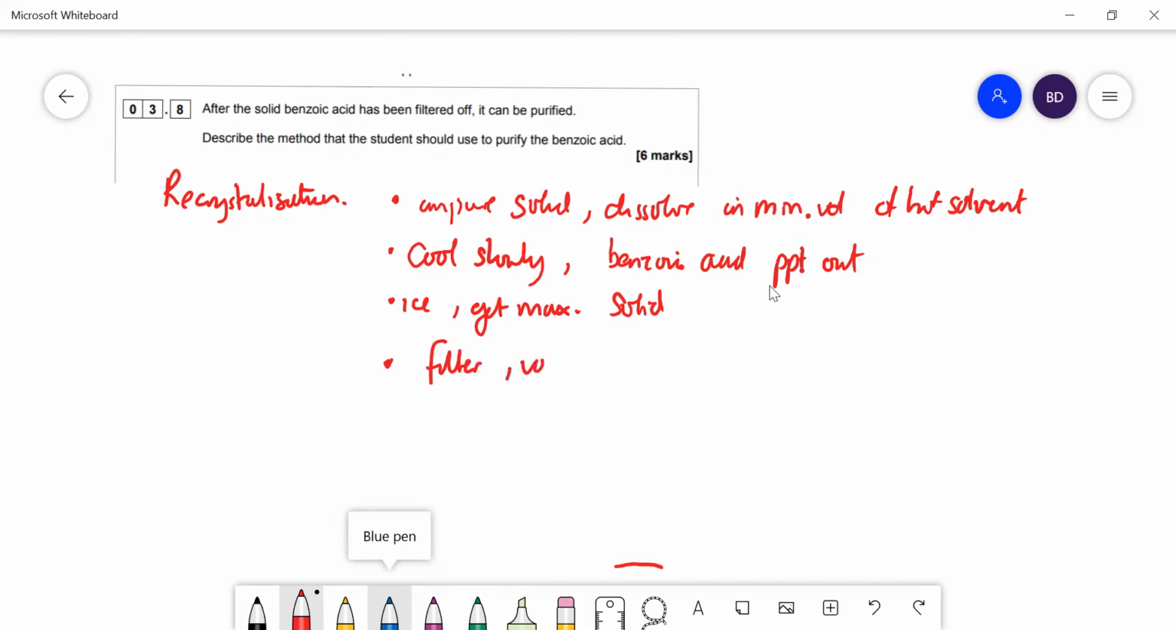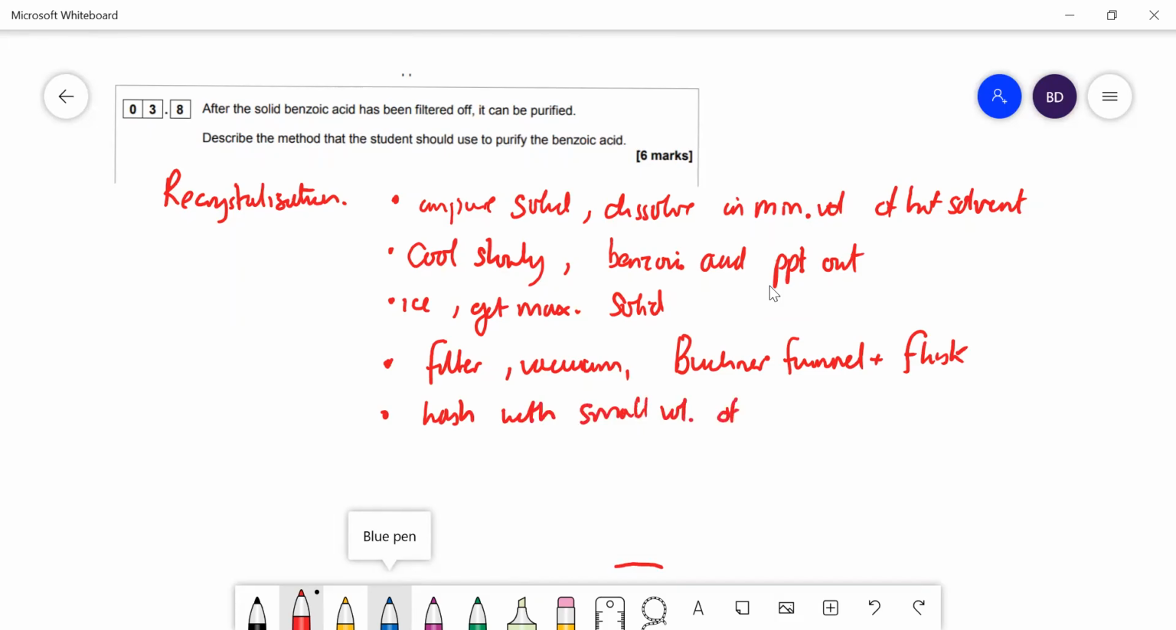under a vacuum using a Buchner funnel and flask. And finally, while it's in there, you want to wash it with a small volume of cold solvent, not hot solvent, because you'd just dissolve it all, to remove any soluble impurities. Okay, so that's the recrystallization procedure.